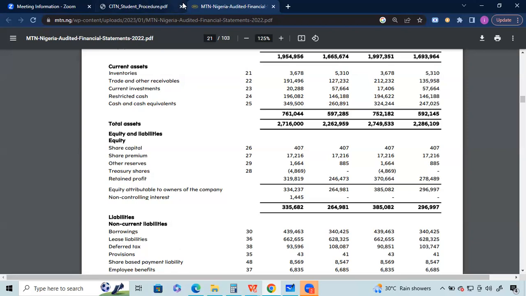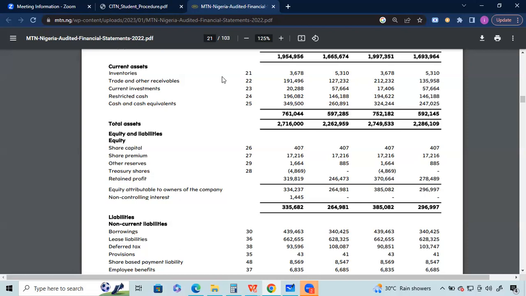Trade and other receivables. When we say receivable, what does receivable mean? In the olden days, we used to call receivables debtors. Receivable simply means those individuals, those companies, those entities that are owing MTN as at this particular date. Those that are owing us are what we call receivables, while those that we are owing are what we call trade payables. In the olden days, we called them creditors. So in accounting, we don't call them creditors anymore. We call them trade payables.